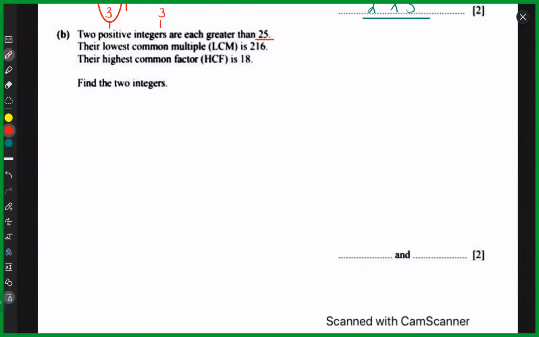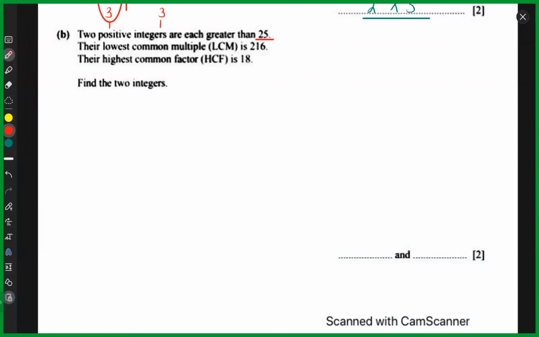So you have two numbers. Both the numbers are greater than 25. If you find the LCM of those two numbers, you would get 216. If you find the HCF of those two numbers, you would get 18. What are the two numbers?